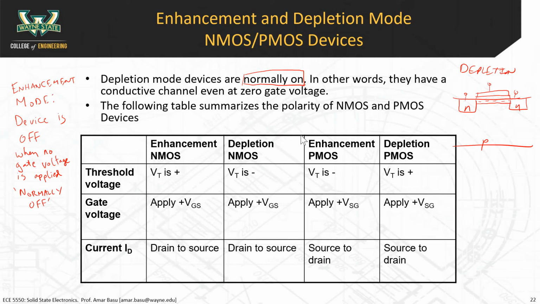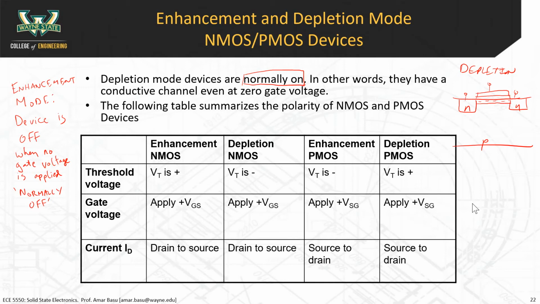An enhancement mode PMOS device, as you know, has a negative threshold voltage, but in a depletion mode PMOS device, there's a conductive channel already present. In that case, the threshold voltage is actually positive. So if a device is on with zero gate voltage applied, you have to apply a negative gate voltage to turn the device off.